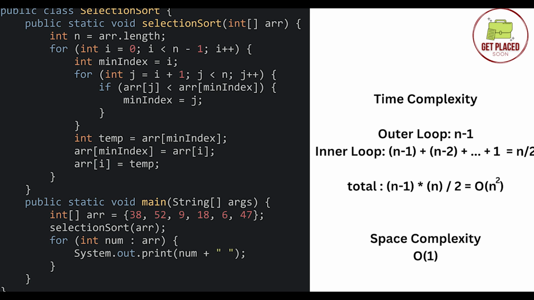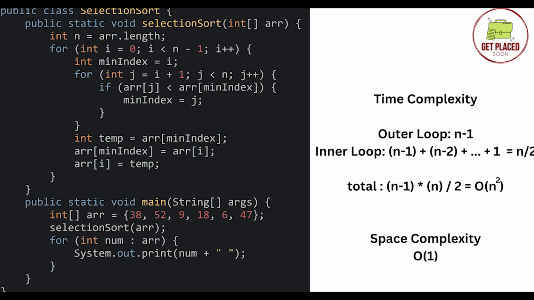Now, speaking about time and space complexity. The time complexity is O of n square. How? The outer loop will run n minus 1 times. What about the inner loop? The inner loop is the size of the unsorted array. Starting it will be n minus 1. After that it will be n minus 2. So slowly we decrease the size of the unsorted array, so slowly the inner loop also decreases. So in total it is (n minus 1) times n divided by 2, that is O of n square.